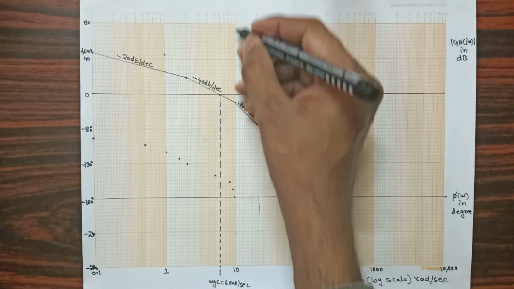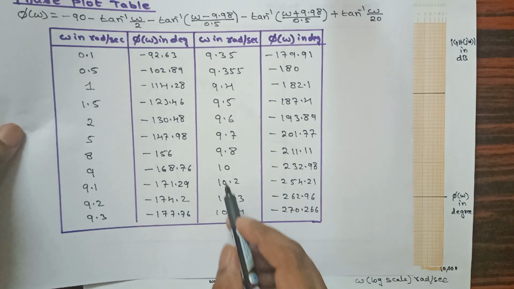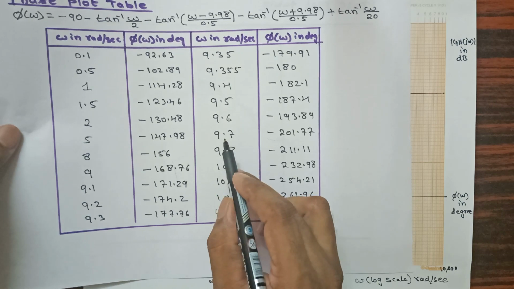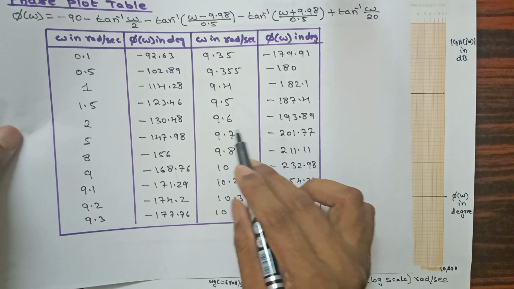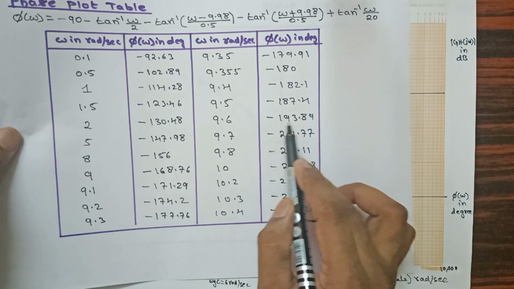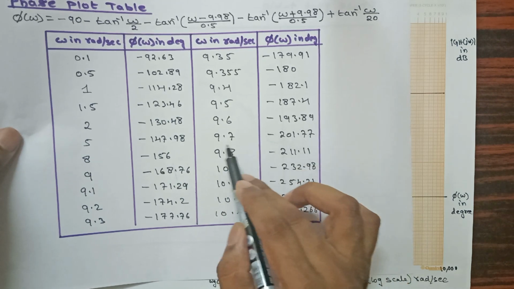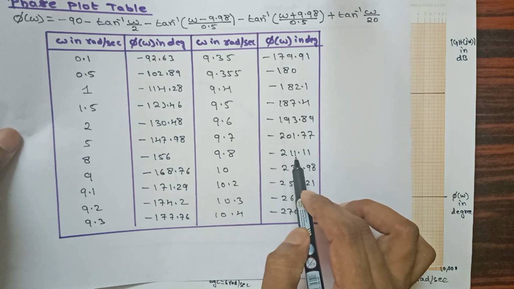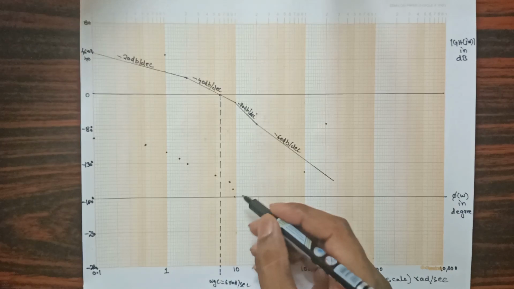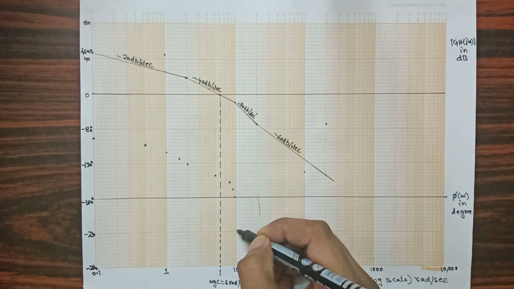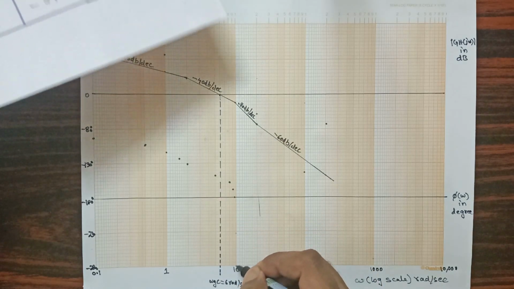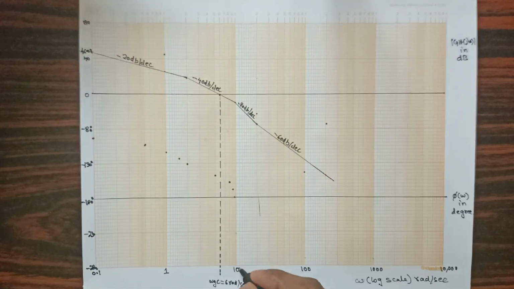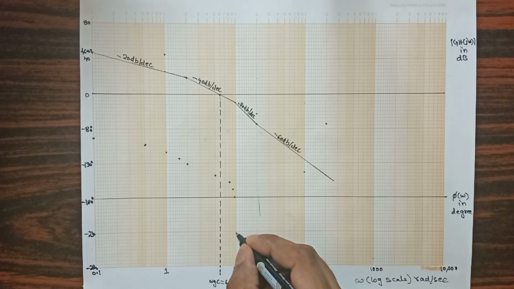So in this way at 10 I am getting minus 232.98. In between there are values like 9.7, 9.8. You can see in between values like 9.6 I am getting minus 193.89, 9.7 minus 201.77 and 9.8 minus 211.11. All these values come in between, and you can mark them. I am marking here for omega is equivalent to 10 radians per second, that is minus 232.98. So minus 232.98 I am getting here.